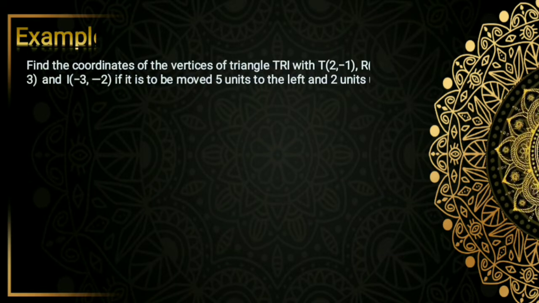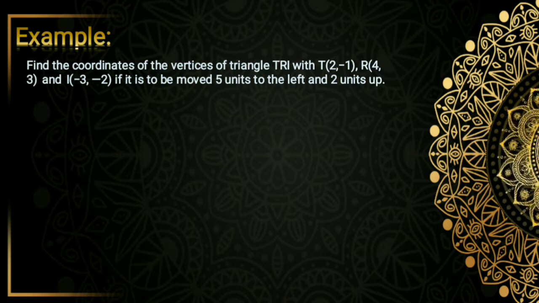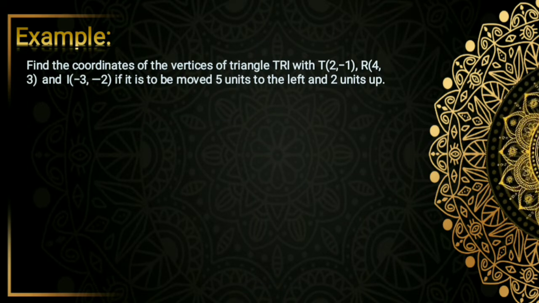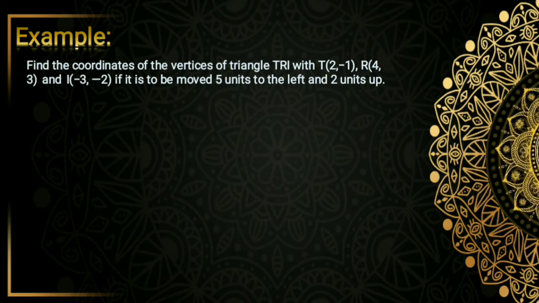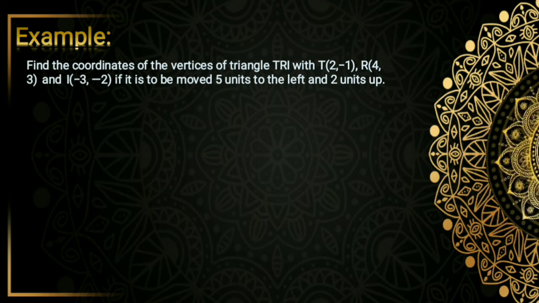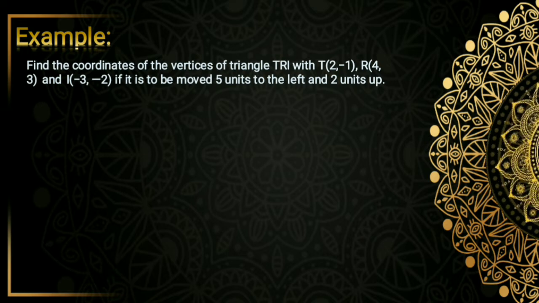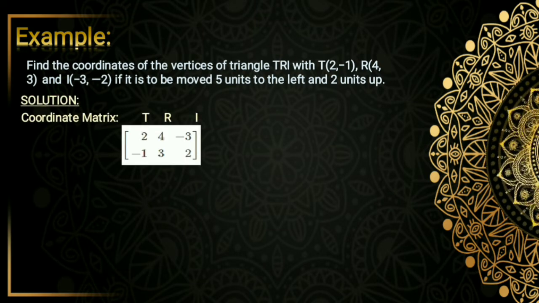Now, let us apply what we have learned through an example. Find the coordinates of vertices of triangle TRI with point T having coordinates of 2 and 1, point R having the coordinates of 4 and 3, and point I having the coordinates of negative 3 and negative 2, if it is to be moved 5 units to the left and 2 units up. So we will write first the coordinates of the triangle as a coordinate matrix. So then we will have 2, 4, negative 3, and 1, 3, and negative 2.